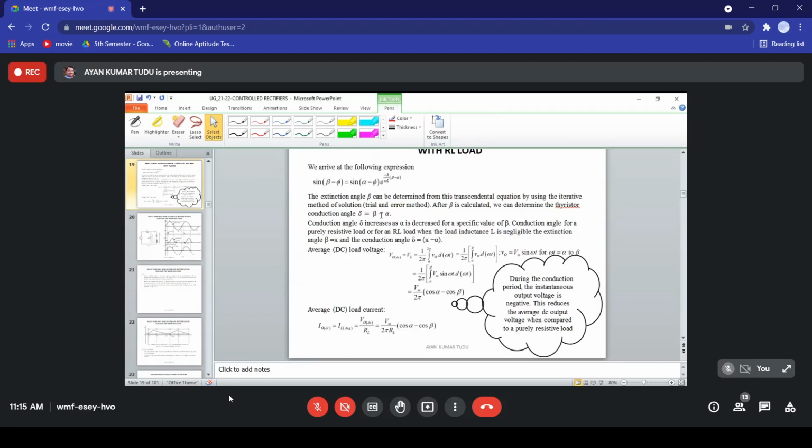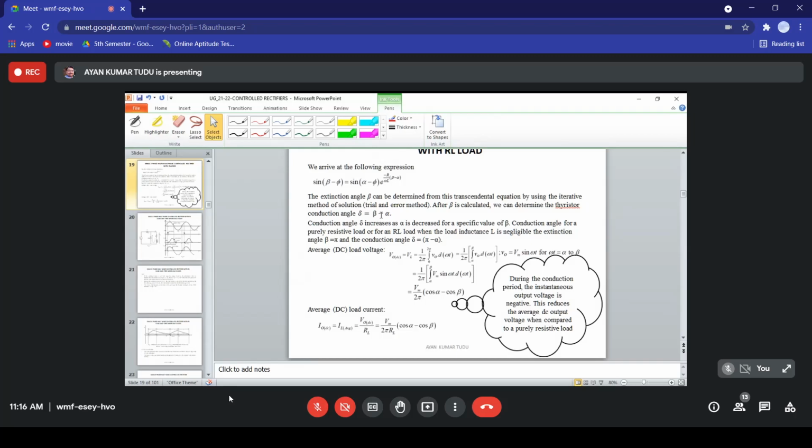As you can see from the expression delta equal to beta minus alpha, the conduction angle delta increases as the alpha value is decreased for a specific value of beta. For a purely resistive load, or for an RL load when the load inductance is negligible, the extinction angle beta will be equal to pi, and the conduction angle will be pi minus alpha.